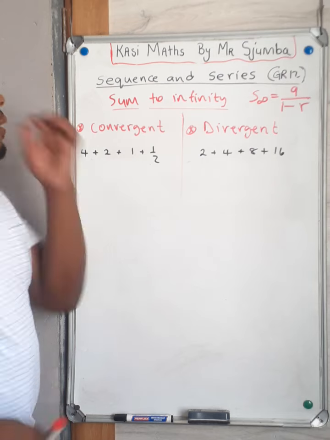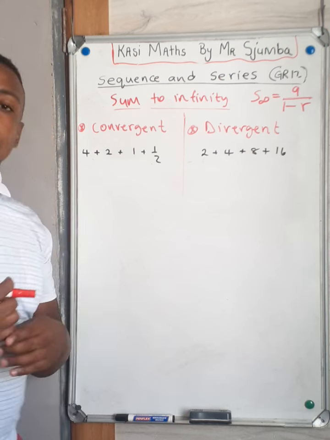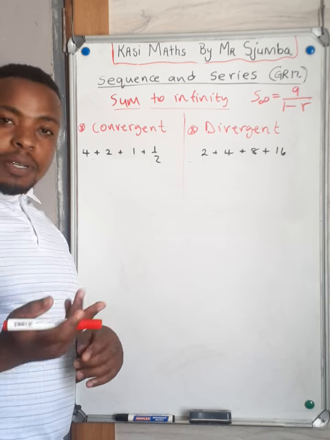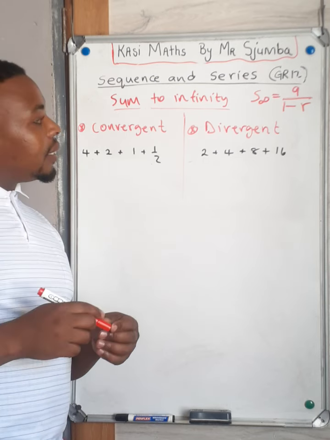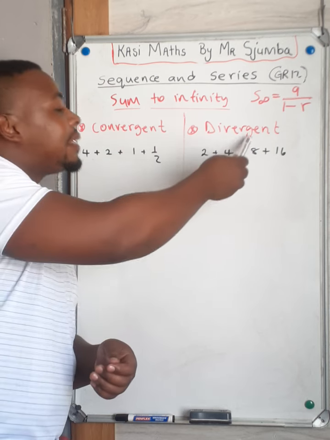Okay, here I will be dealing with the sum to infinity. It falls under a geometric sequence or series, with a common ratio and so on. Now we have two different types of geometric series. We have a convergent and we have a divergent.